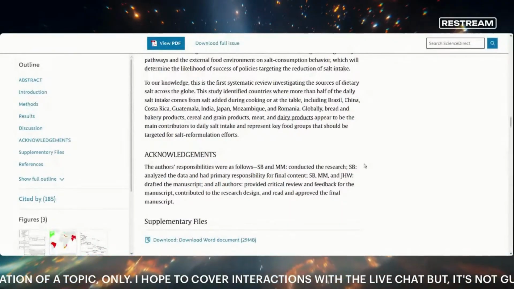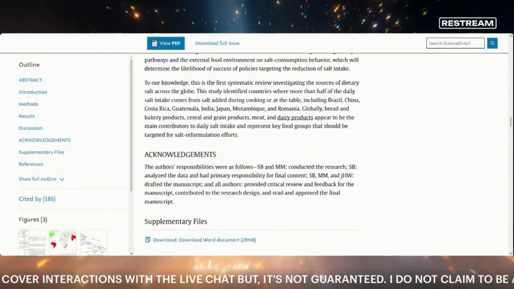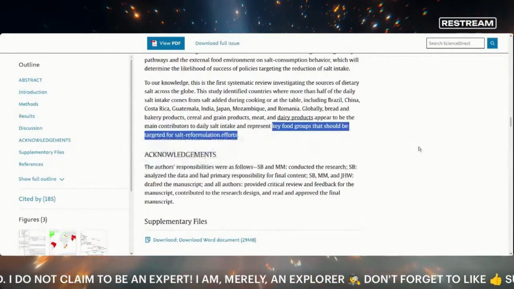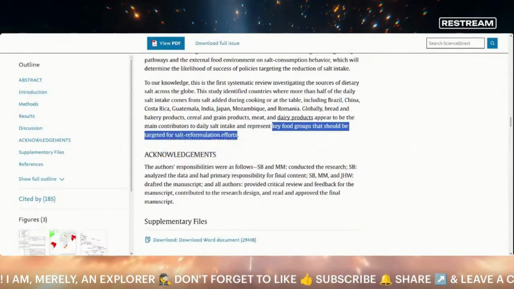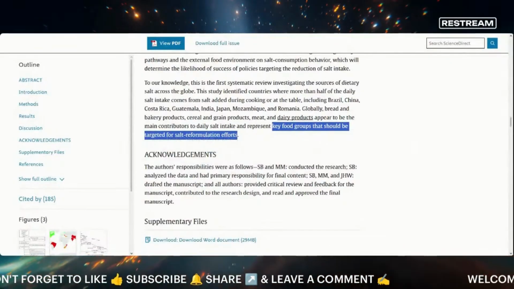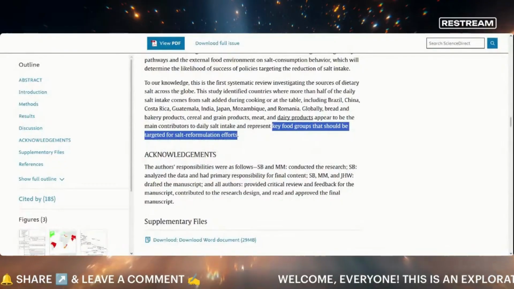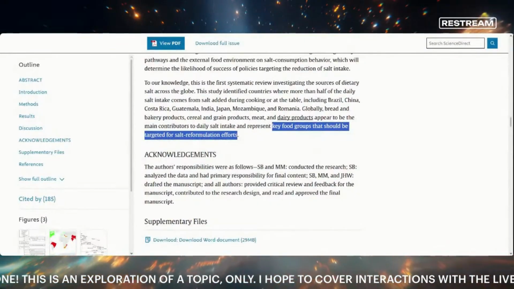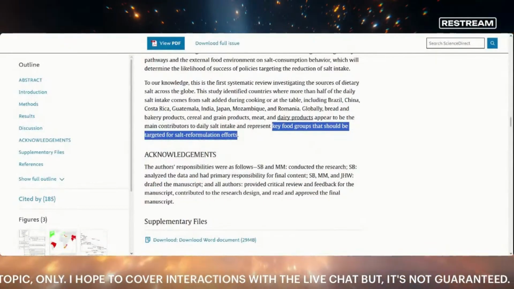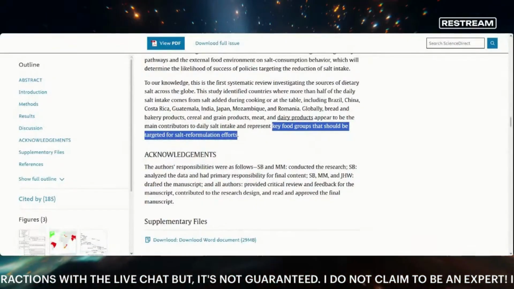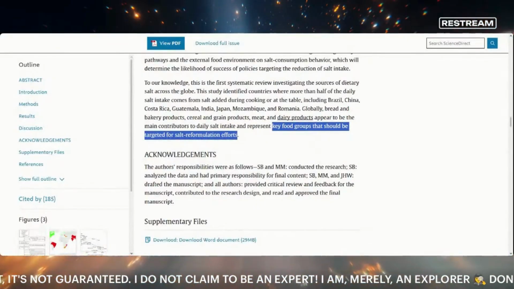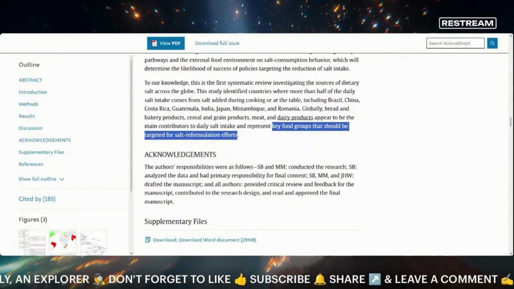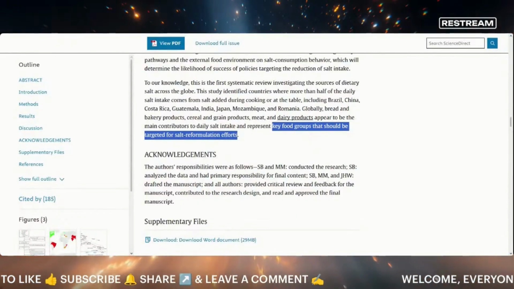And this then means that they represent key food groups that should be targeted for salt reformulation efforts. So they're basically whole foods with the natural amount of salt that they should have in them. Those foods weren't supposed to have that amount of salt in them, and that amount of salt is bad for us, which is only argued. I've not seen any hard evidence to support that claim. It's just a theory thus far.